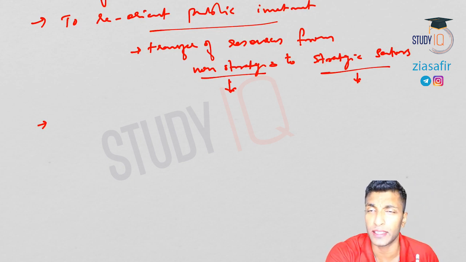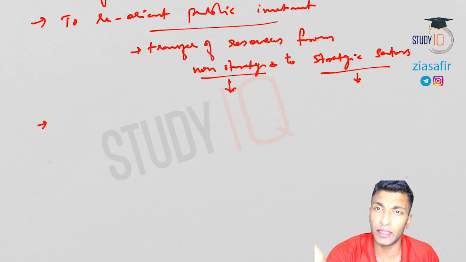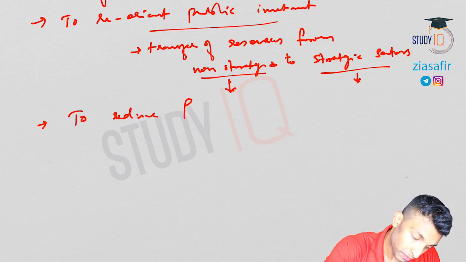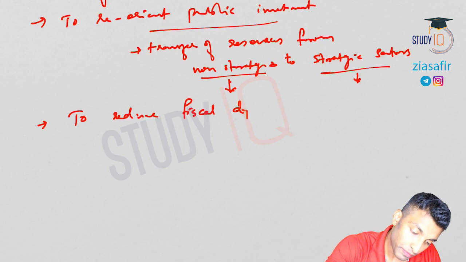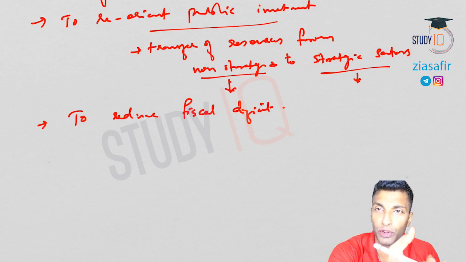Second one that I've already discussed, to reduce the fiscal deficit or to solve the problem of revenue deficit, to meet the day-to-day consumption expenditure of the government. Okay, all these you can write here: to reduce fiscal deficit. Fiscal deficit is actually the borrowing. We have discussed that in detail in the module of budget.